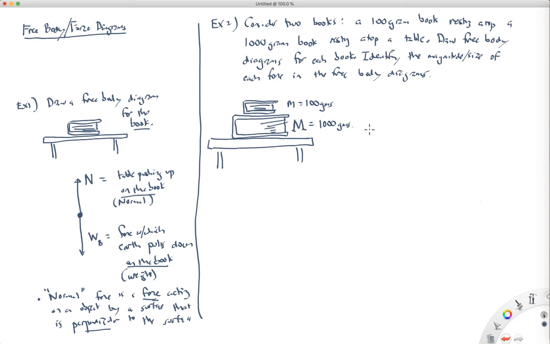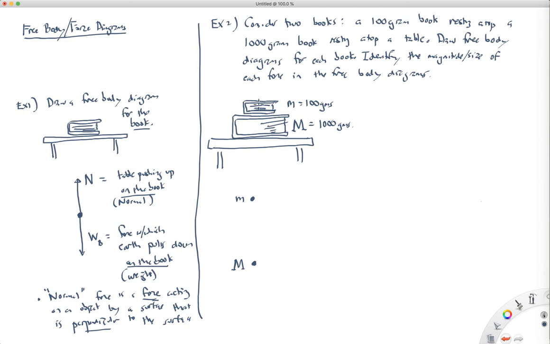Now we want to draw a free body diagram for each of these. So we know we have two objects, so we will need to draw two free body diagrams. I'm going to indicate this one is the free body diagram for the little mass, and this is the free body diagram for the big mass. I'm putting these there just to indicate that those are two separate free body diagrams.